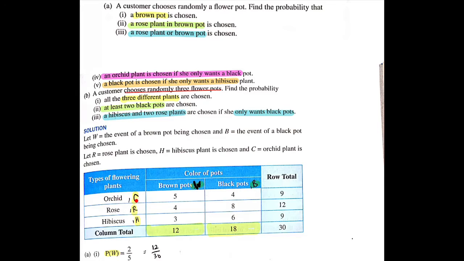How about for the row here? This is a total for your orchid. And the second line, this is total for your rose. And for the third line, this is a total for your hibiscus. Okay, so we have all of the numbers here. And the grand total, for your row and also column, is 30, meaning that your number of sample space right now is 30.